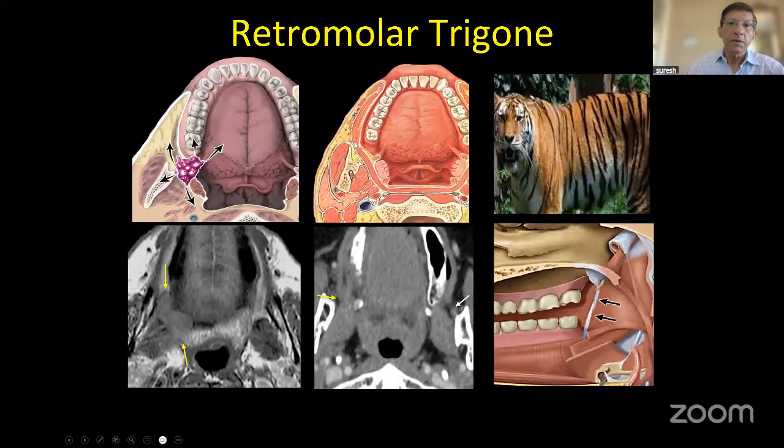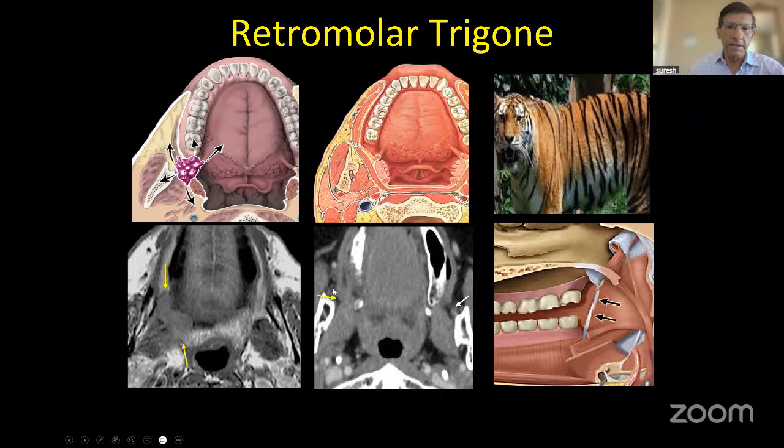So the normal anatomy right here is that you have the superior constrictor muscle, the buccinator muscle, and where it interdigitates here is called the pterygomandibular raphe. These tumors in the retromolar trigone can jump on this pterygomandibular raphe and grow all the way up to the hook of the hamulus. So when the surgeons are contemplating what type of resection to perform, we as radiologists always need to look very, very closely.